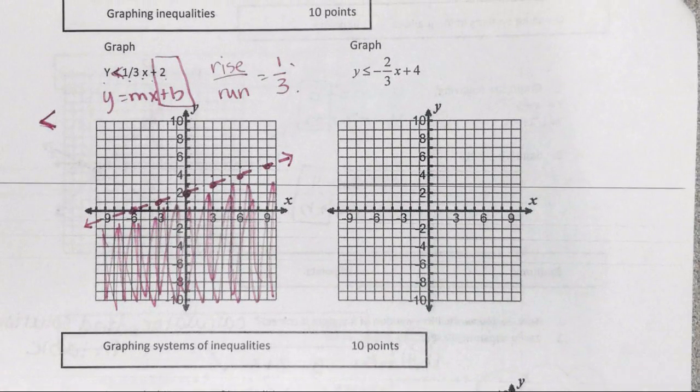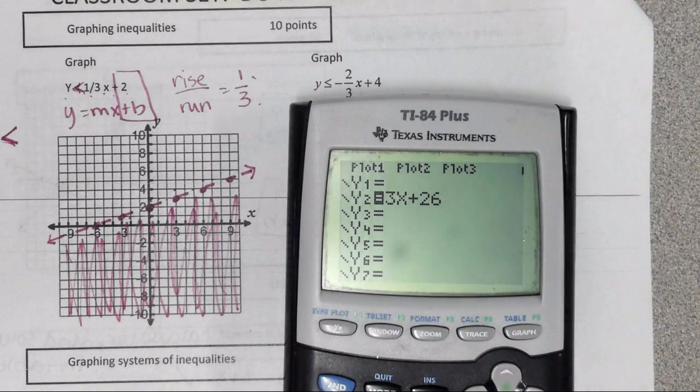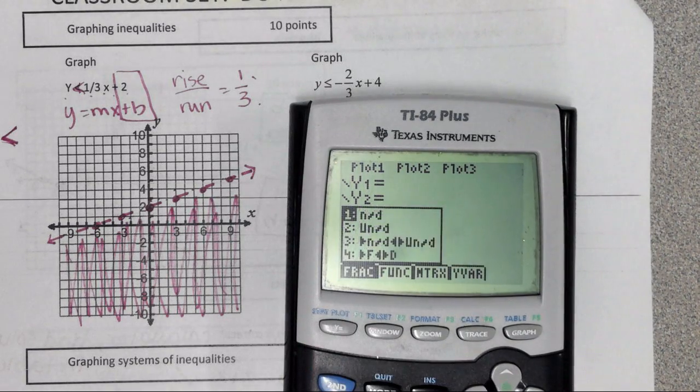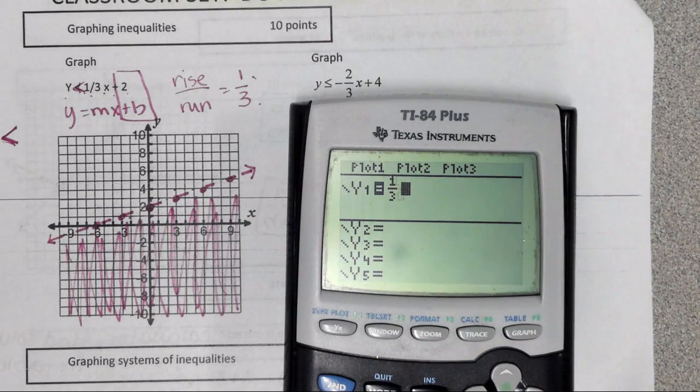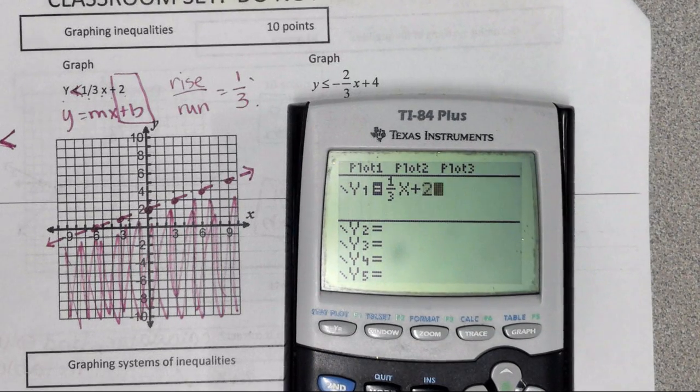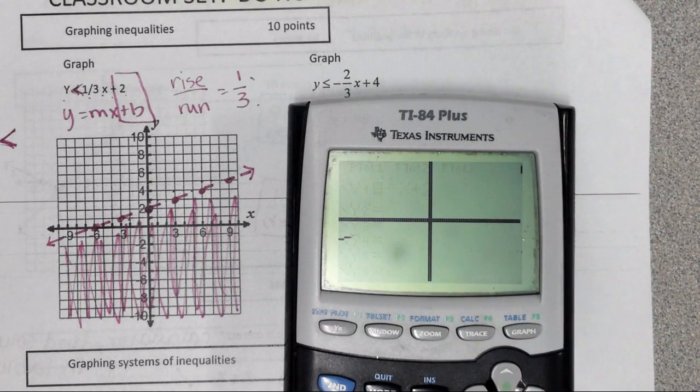So let's go ahead and take a look in our graph. I know it's a little bit harder to see, but you can at least double check that you did the line part right. So there is a way to do inequalities in your calculator, but just in the interest of time right now, we're just going to look at how the line is going to look. So we can just type in alpha y equals, enter 1/3 x plus 2. We just want to make sure that our line looks right.